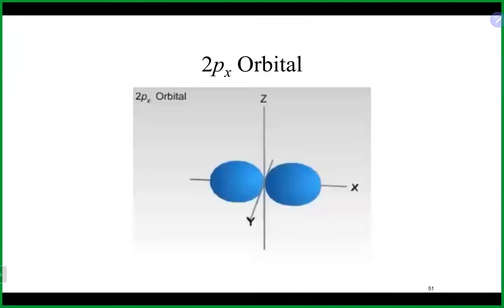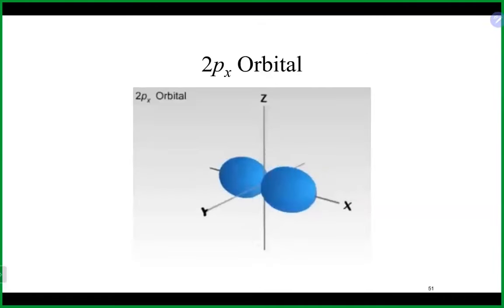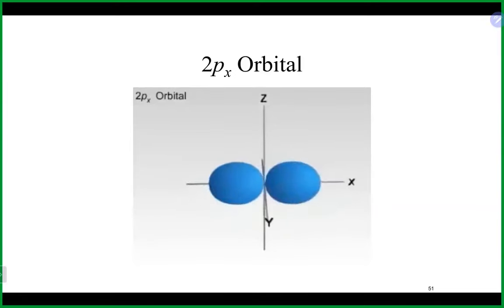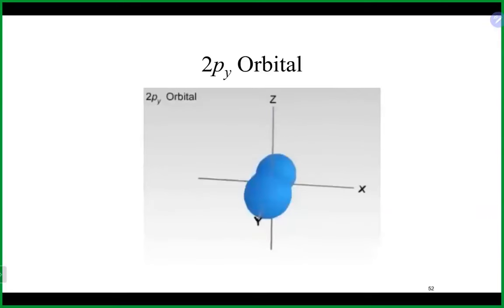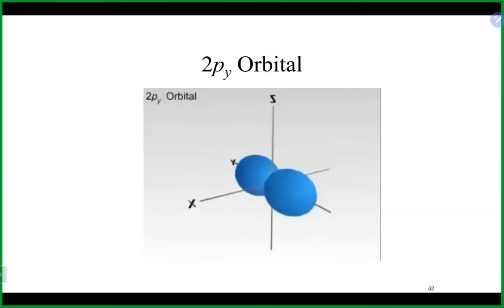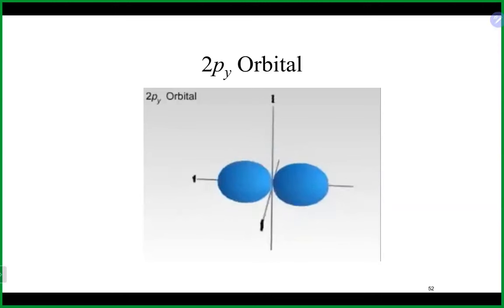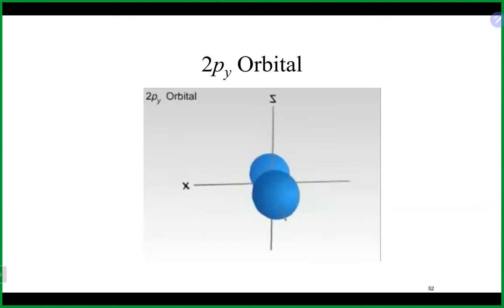So taking a look here, look at that. The 2px orbital is in the shape of a figure 8 along the x-axis. And then our 2py is on the y. The 2py orbital is in the shape of a figure 8 along the y-axis. So again, you can kind of envision in the middle there, between the 2 lobes, is where the nucleus is.